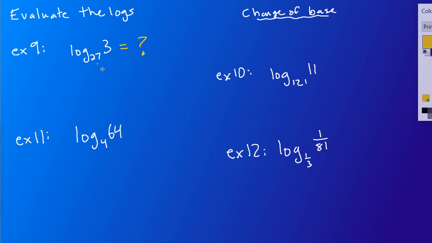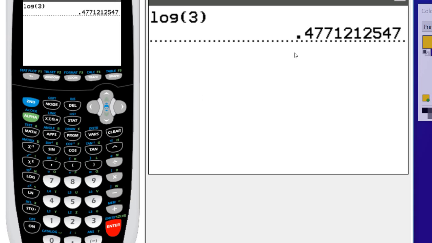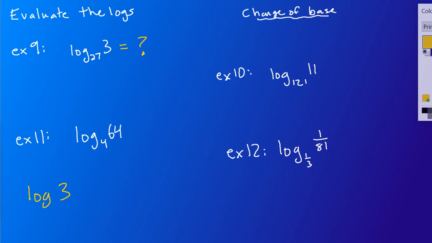Our calculators are programmed at base 10. So if I wanted log of 3, and there wasn't a 27 there, that would be fairly easy. I'd just bring up my calculator, and I would type log, which is found right here, log 3, and my calculator would give it to me, and this would be my answer if it was in base 10. Pretty simple. But I'm not in base 10. In this one, I'm in base 27. So I need a way to get it in a form that my calculator can use.